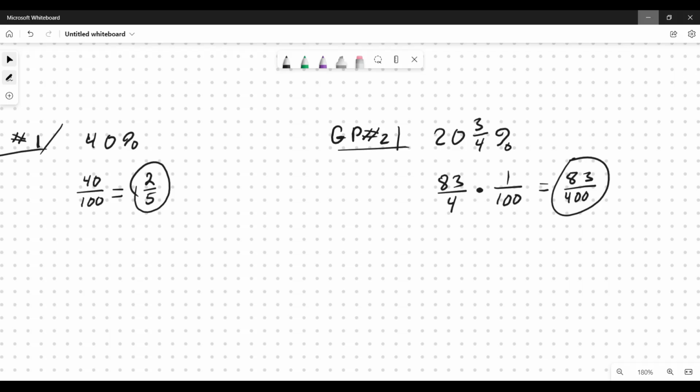So there's where we should have ended up. 2/5. Oh, I tried to reduce 83. Yeah, I tried to do it too, and I was like still going. I was like, well, whatever. I didn't get... It doesn't reduce. It does not.